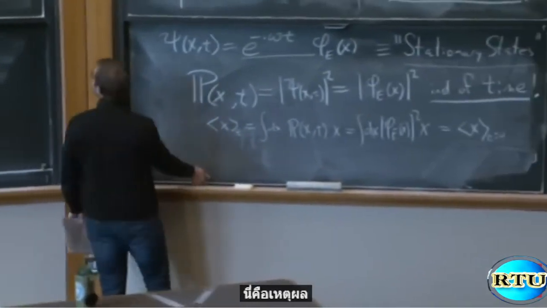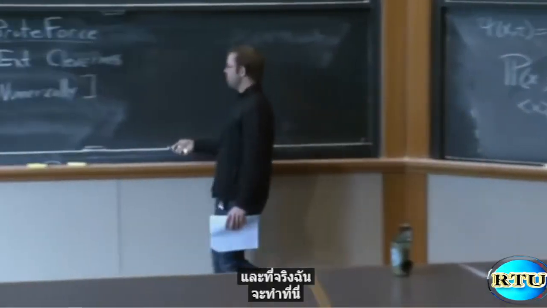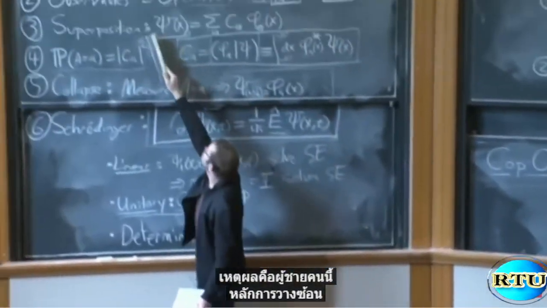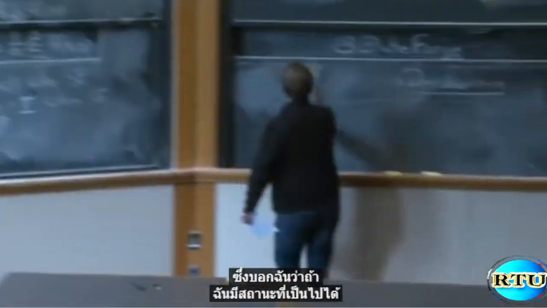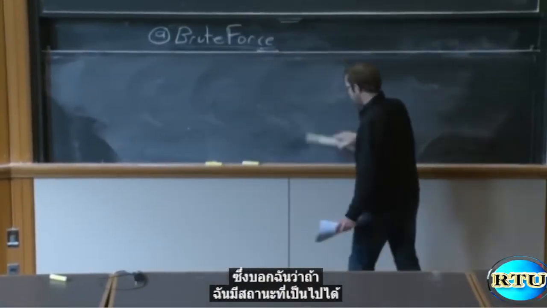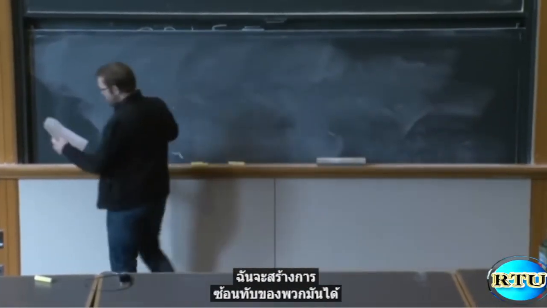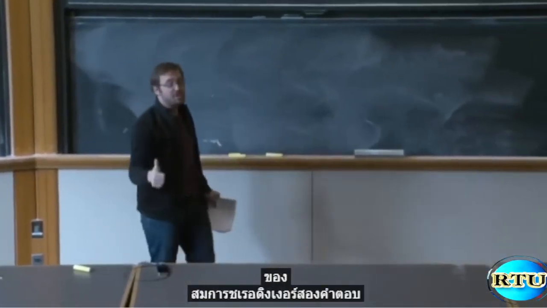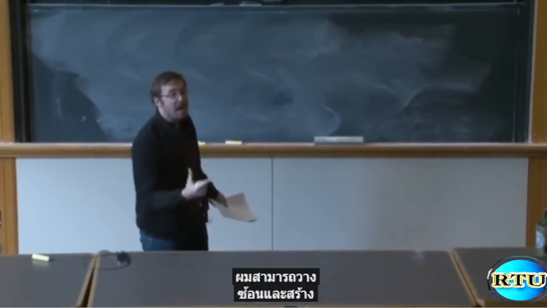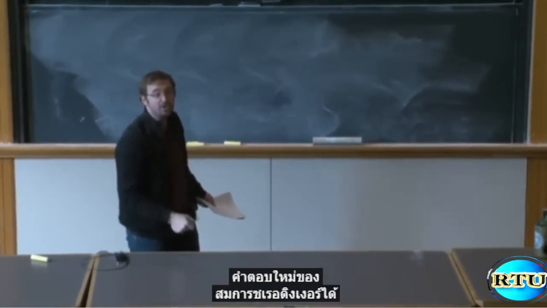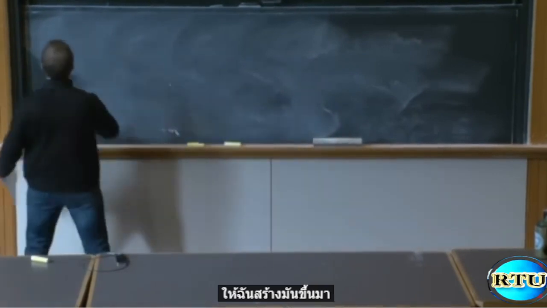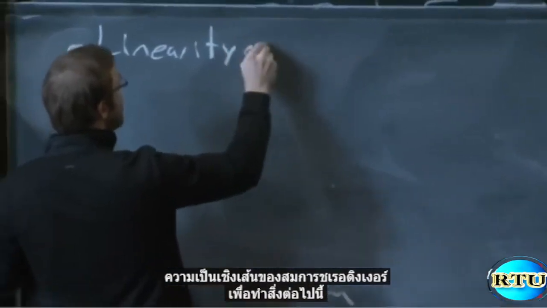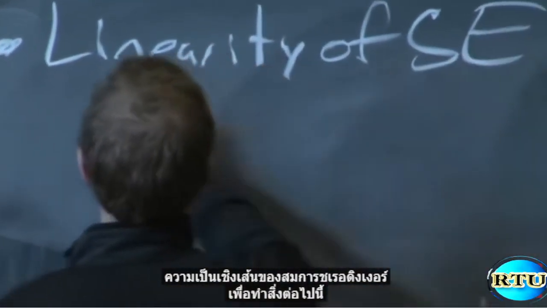So here's why. The reason is the superposition principle, which tells me that if I have possible states, I can build superpositions of them. And in particular linearity, which says that given any two solutions of the Schrodinger equation, I can take a superposition and build a new solution of the Schrodinger equation. So let me build it. In particular, I want to exploit the linearity of the Schrodinger equation to do the following.